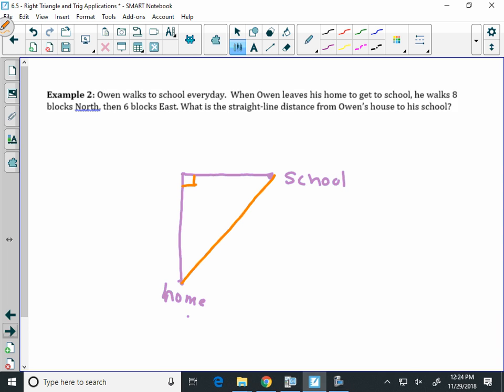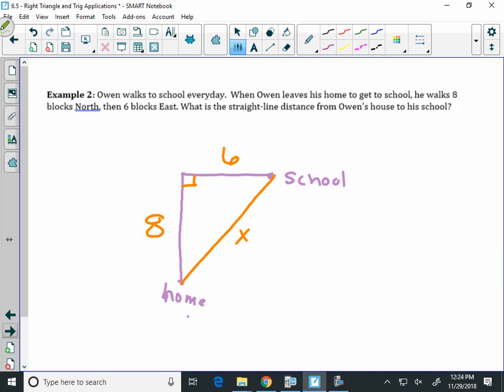We went 8 blocks north, I'm going to label that with 8, and 6 blocks east, I'm going to label that with 6. And we're trying to find the straight line distance, meaning we're trying to find the hypotenuse, so I'm going to label that with X. Are we going to use trig or the Pythagorean theorem to solve this problem? Again, why are we using the Pythagorean theorem?